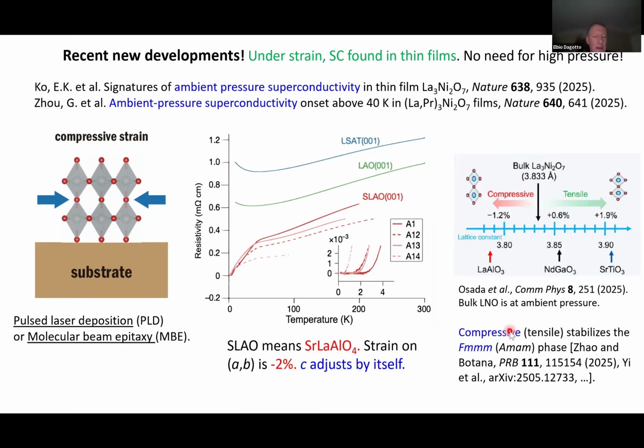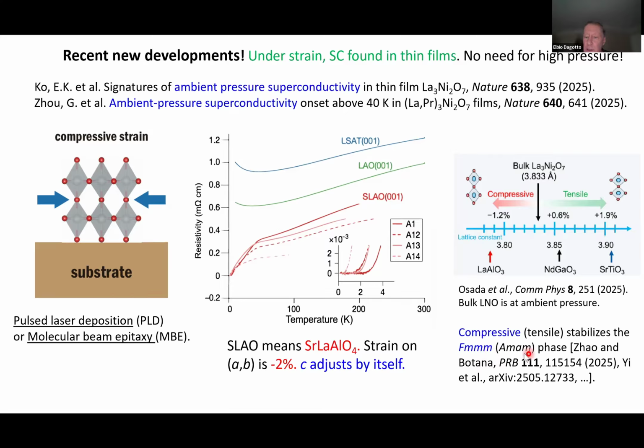There is a detail that is really interesting. As you go with a compressive strain, the atoms rearrange themselves and they go into the FMMM phase, which is the same that is stabilized at high pressure in larger samples. That was at the beginning, the first half of my talk. So everything is self-consistent. It appears that the thin films, due to the influence of the strain, transform their atomic arrangement from the distorted orthorhombic into the tetragonal phase. And that's the fertile ground for superconductivity.